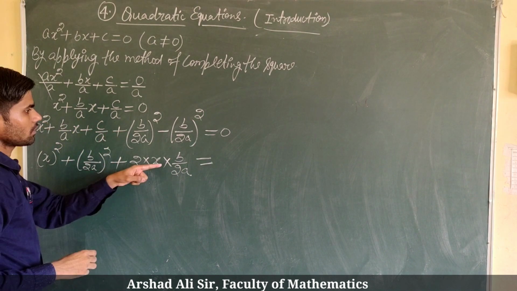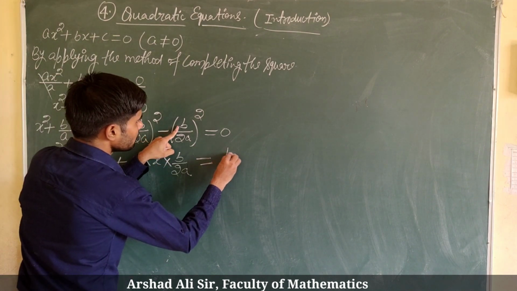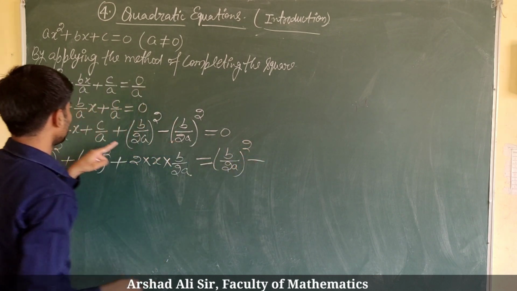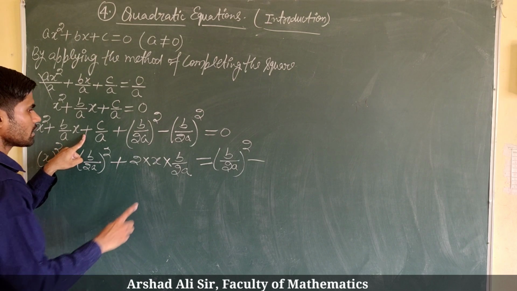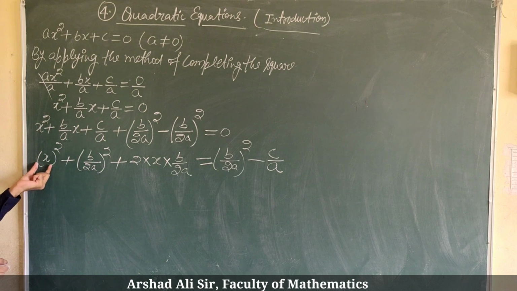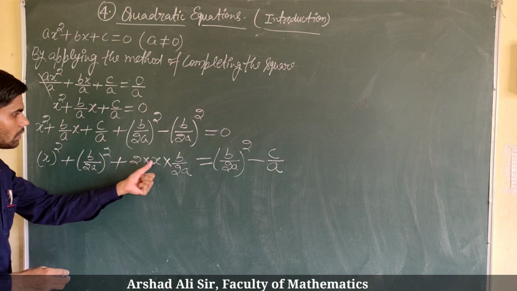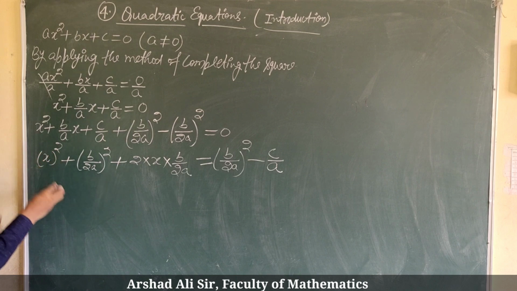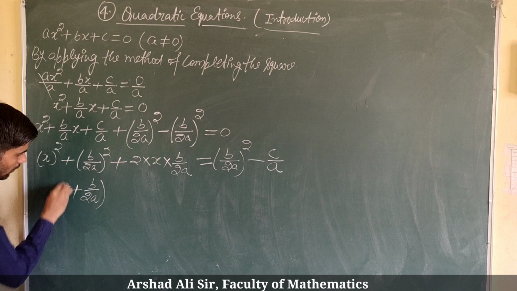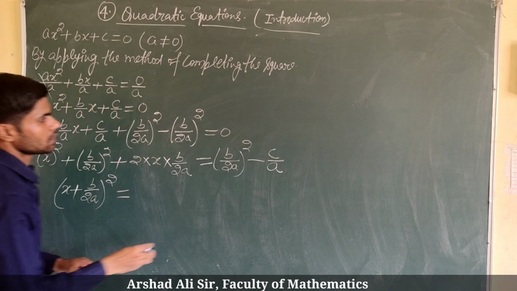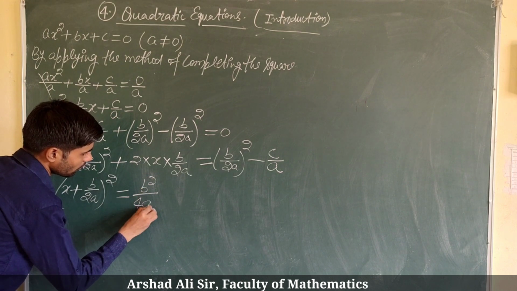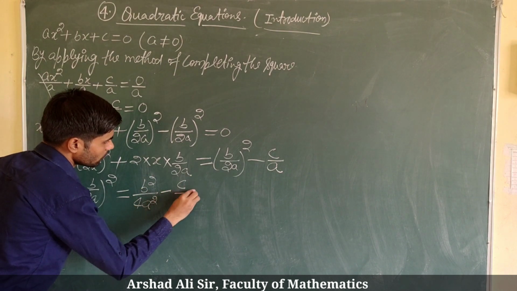Now on the right side we write b upon 2a whole square, and c upon a, which is positive, will be negative on the right side: minus c upon a. Now a square plus b square plus 2ab is the formula of a plus b whole square. So x plus b upon 2a whole square is equal to b square upon 4a square minus c upon a.